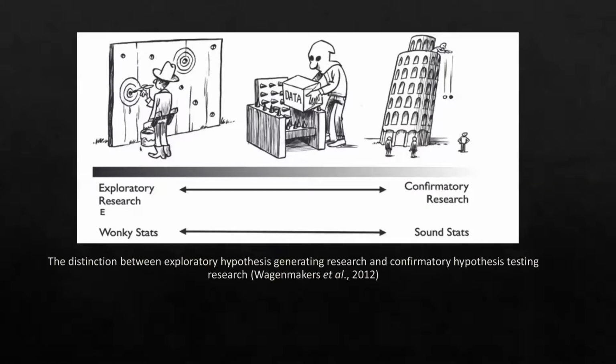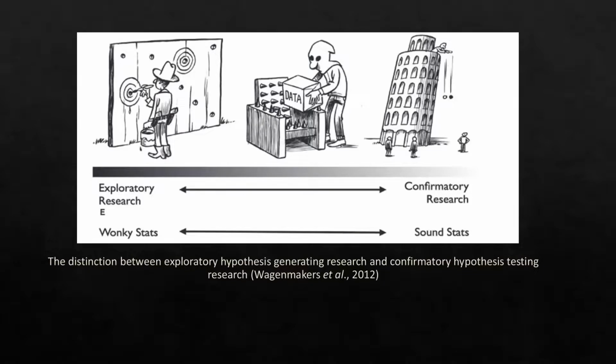So this figure, the citation is below, explores or illustrates the differences between exploratory and confirmatory research. So this is a concept linked to p-hacking and HARKing. On the left is exploratory research, where the bullseye is being painted on after the shots are fired. And this is called wonky stats. It's not great. It's not good to do that. It's like changing the goalpost after the shots have been fired or after the ball has been thrown.